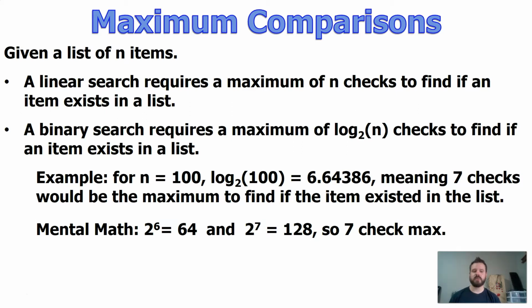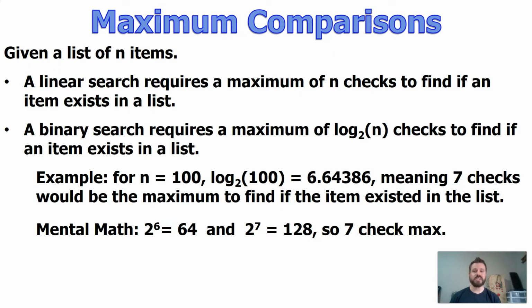Okay, and as far as maximum comparisons go, if we have a list of n items, a linear search requires a maximum of n checks to find if an item exists in the list. So if we have, let's say, 100 items, at maximum, what we're going to have to do with linear search is go through and check every single one of those items to see if that item exists. Not a big deal with 100 items, but if we get into modern data sets with millions and billions, and there's probably some out there with trillions of items, you don't want to check things one at a time. That program is going to run all day long.